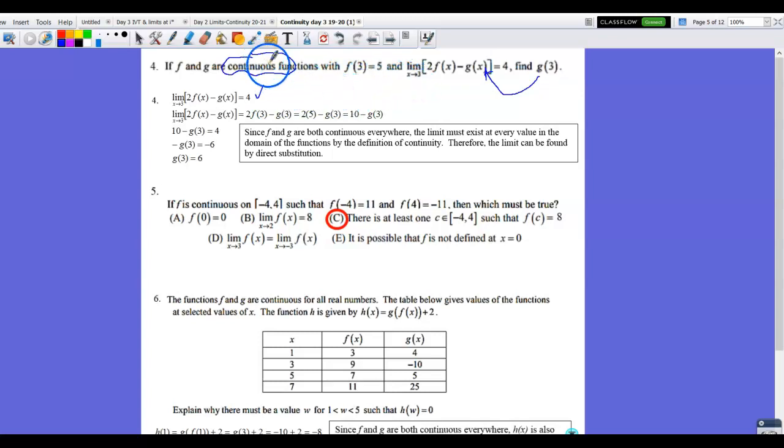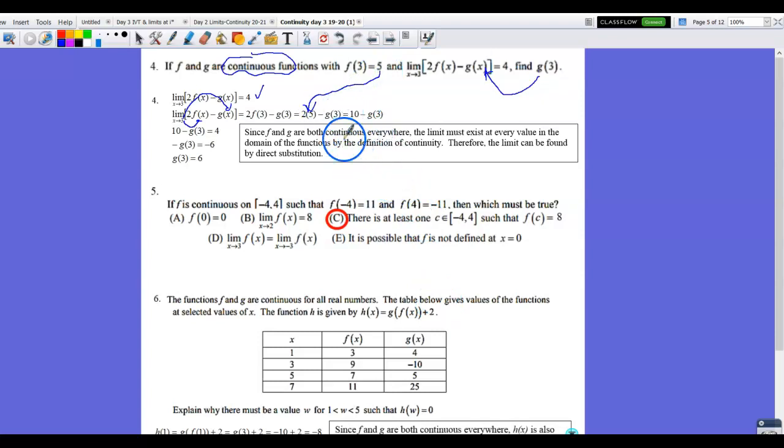Now, since f and g are both continuous functions, and I'm trying to find g of 3, the limit will equal the y value. So when I find the limit, I'm going to substitute 3 in place of x and substitute 3 in place of x. So that would give me 2 times f of 3 minus g of 3. I know that f of 3 is 5, and I'm trying to find g of 3.